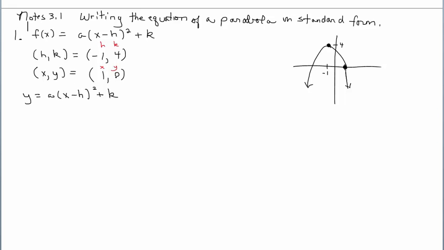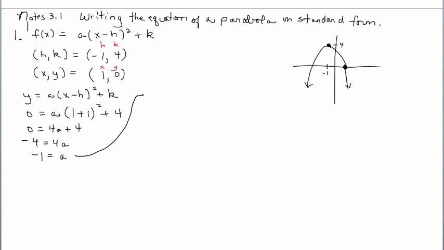Alright, so where y is, we choose 0. X is 1. H is -1, so 1 minus -1 becomes 1 plus 1. We have to square that, and we're going to add k. The value of k up here that we're stealing is 4. Alright, so order of operations here. 1 plus 1 is 2. 2 squared is 4. I'm going to put the 4 in front of the a. I'll subtract a 4. To get a by itself, I will divide by 4, and dividing 4 into -4 results in -1.